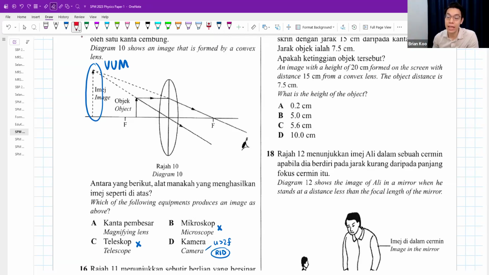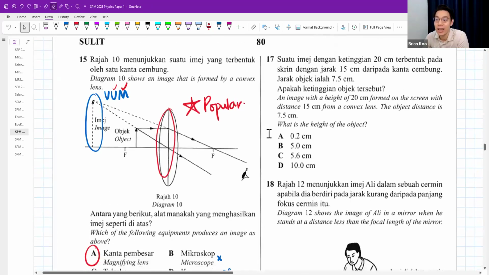The answer is A, magnifying glass. You agree or not? If you use a magnifying glass, you go and read something, the thing that you read will be upright for sure. Right? You use a magnifying glass, your things will not appear upside down. And it must be bigger. Right? It must be bigger. This is a pretty popular one, magnifying glass.